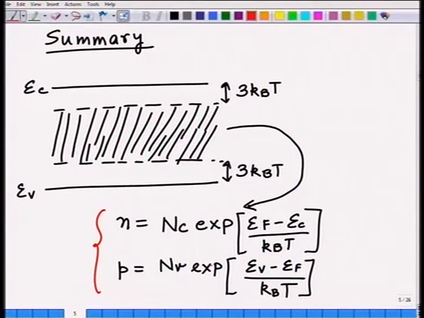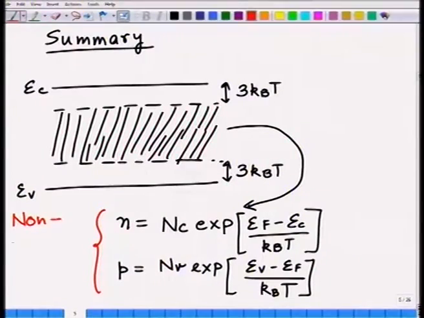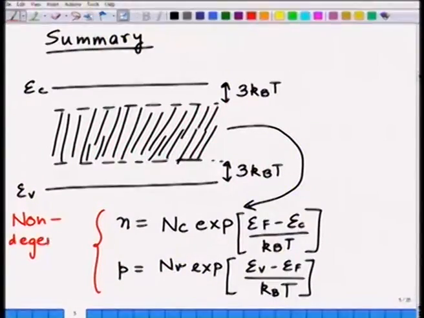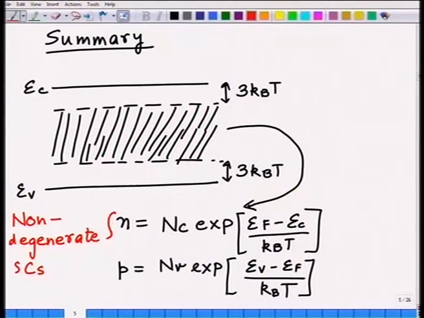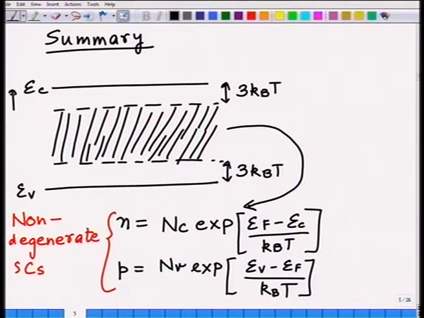Such semiconductors are called non-degenerate semiconductors. When Fermi energy lies 3 kBT away from the band edge, such semiconductors are called non-degenerate semiconductors. Notice, if your Fermi energy goes higher than this point, moves on this side, then what happens?